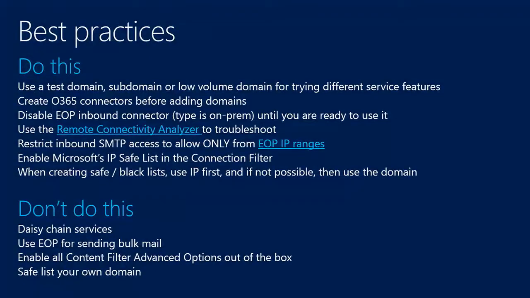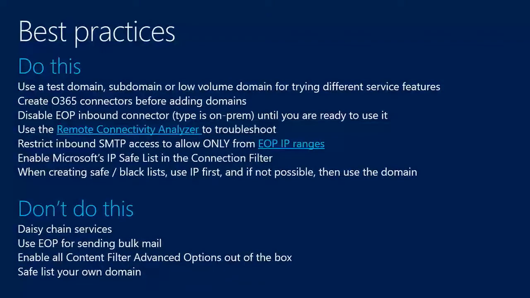Don't do this: daisy chain the services. I talked about that a little bit before. The biggest loss that you have when you are daisy chaining is that we won't be able to block messages based on the sending IP. Even if it's been proxied by someone else, we're only going to see that connecting IP to us.